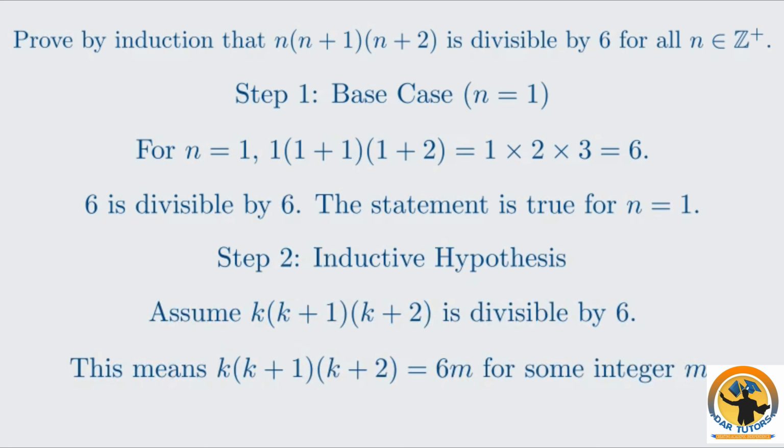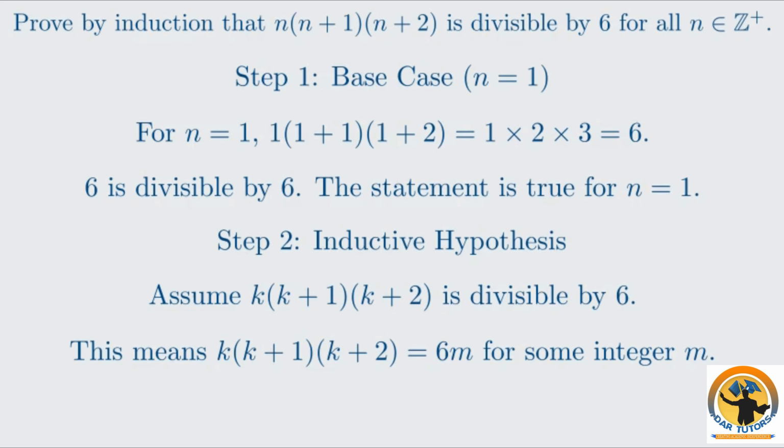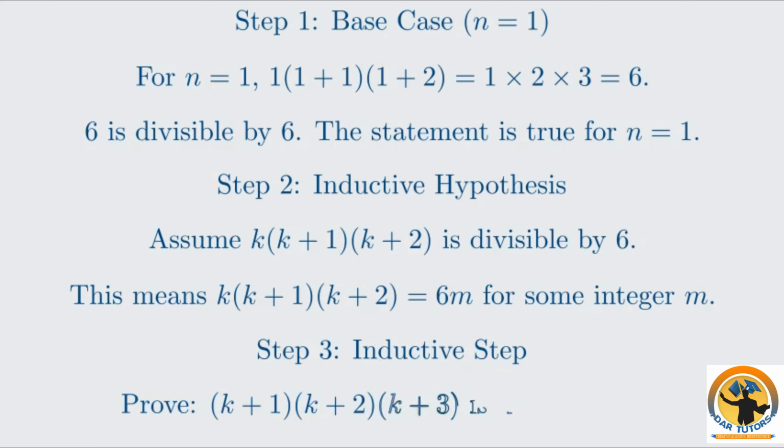That is, k times the quantity k plus 1 times the quantity k plus 2 is divisible by 6. We can write this as k(k+1)(k+2) = 6m for some integer m. Step 3, the inductive step. We need to prove the statement for n equals k plus 1.